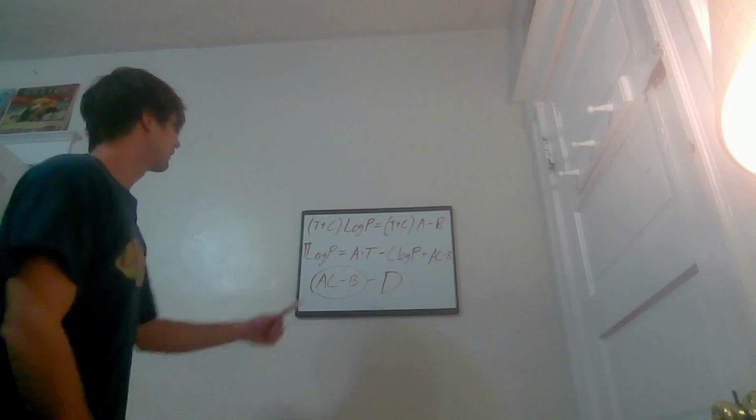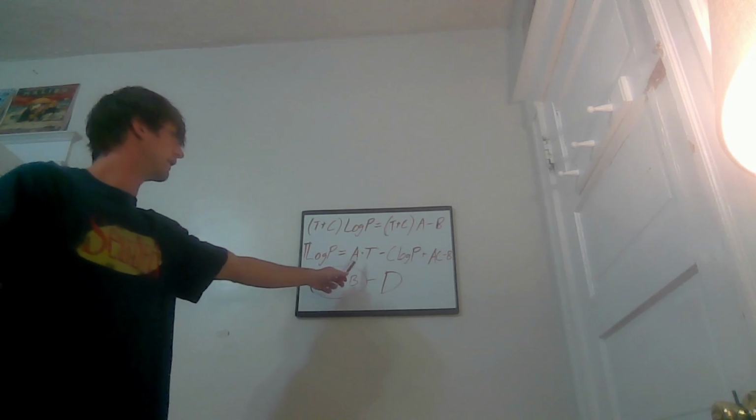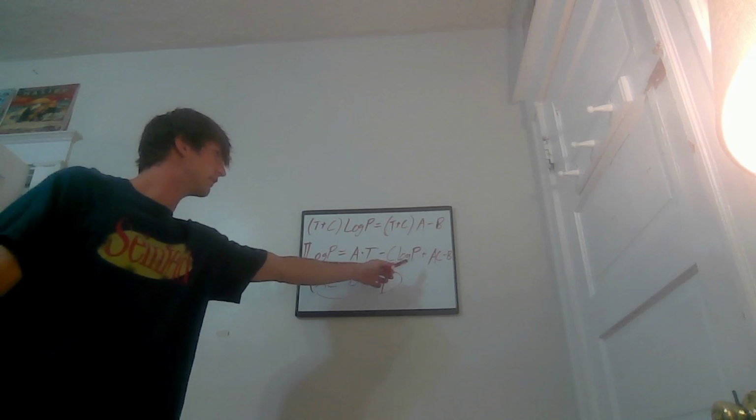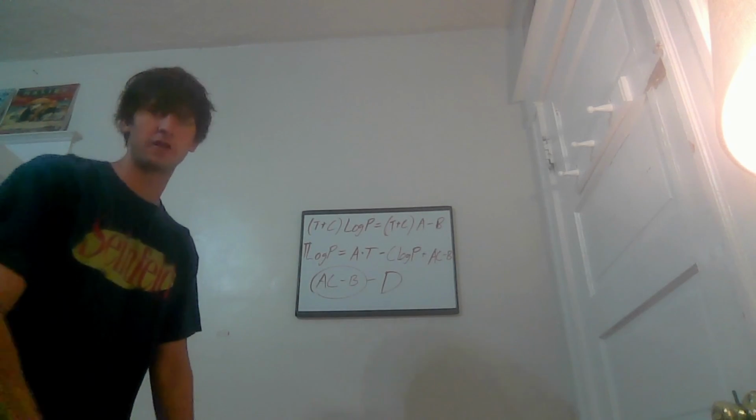So you have your t plus c on both sides. This takes it into a times t minus c log p plus ac minus b. And that's just going to turn into our variable d.